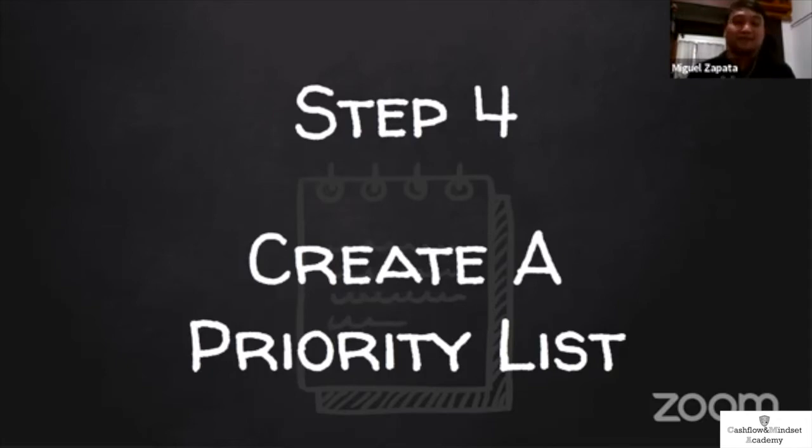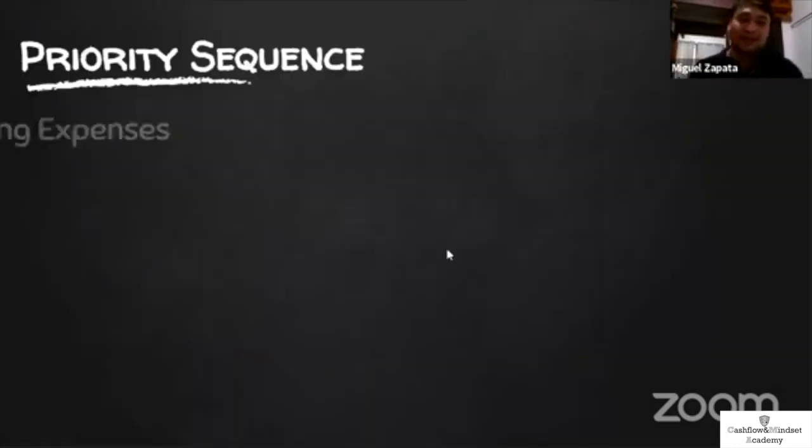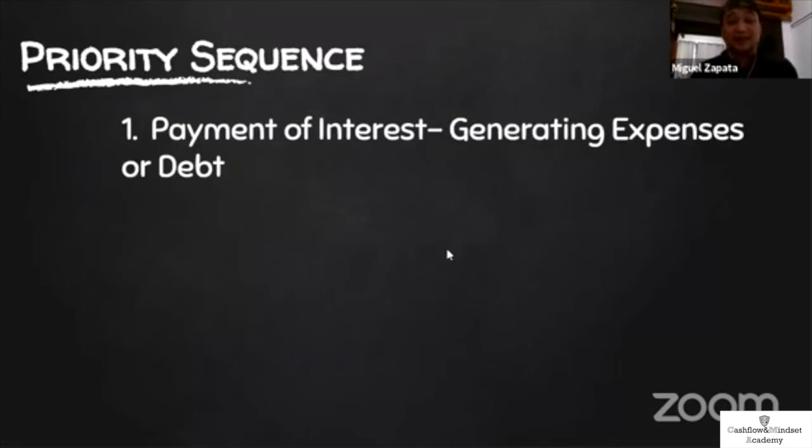Because for me, and this is just my opinion, it's very important to have a priority list, because you want to know what to pay first. That's the question we're trying to answer here. Okay? So, this is the priority list, the priority sequence that I created. The first in the sequence would be payment of interest-generating expenses or debt.